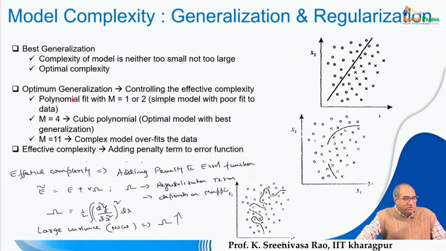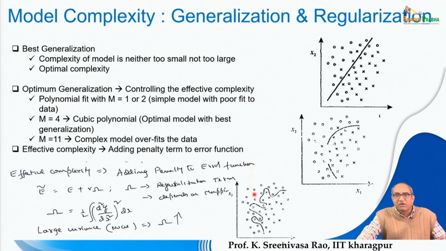So if you use a polynomial fit with m equals 1 or 2, the surfaces will clearly discriminate the two classes, since it is a simple model. Whereas m equals 4, where you have a cubic polynomial, is the optimal model that best generalizes the system. And if you choose m equals 11, that is a 10th order polynomial including the w naught coefficient, it is a very complex model and it overfits the data, but this is not desirable, as I mentioned.